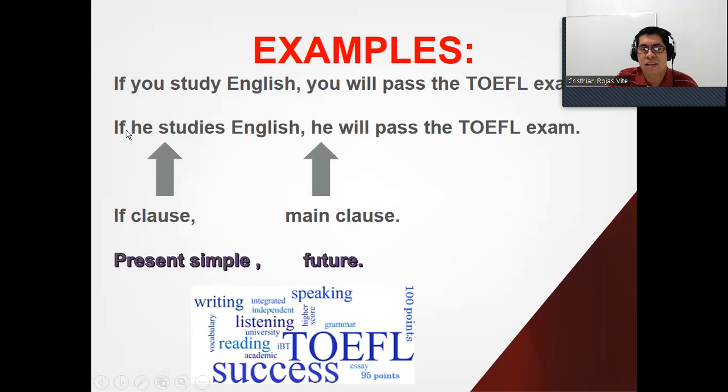And then on the second sentence, we have, if he studies English, he. In this case, we're using he as a subject pronoun. So he could be any one of your best friends, but it needs to be a man. So for example, let's choose a very easy name. If my best friend studies English, he will pass the TOEFL exam.